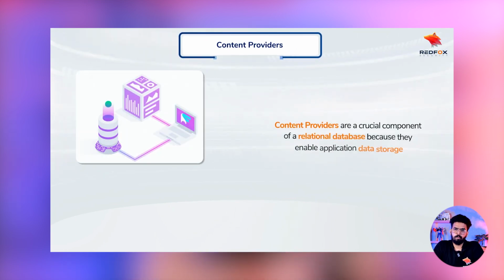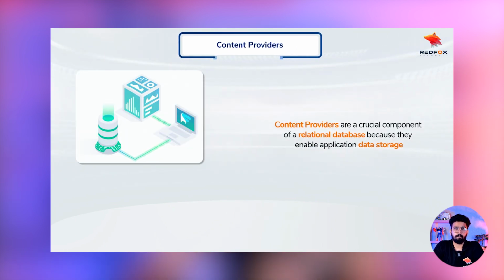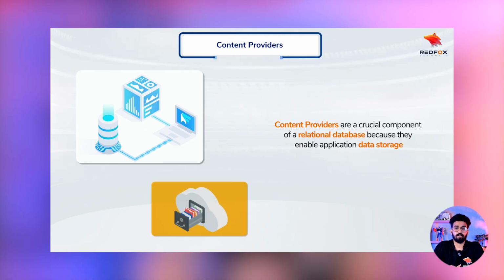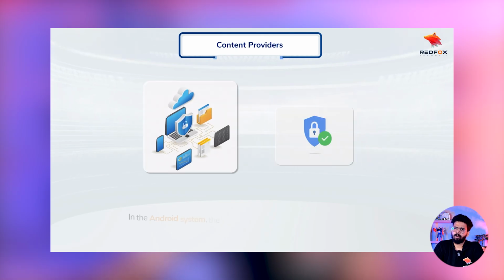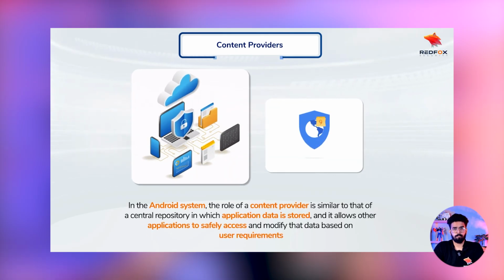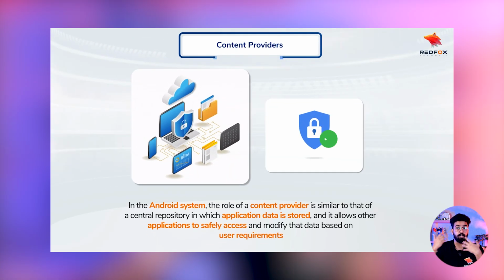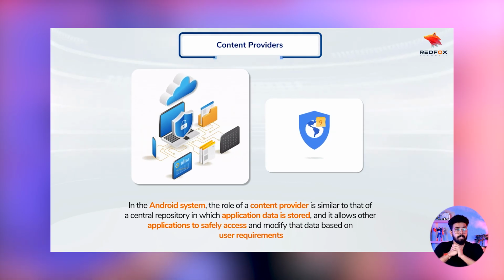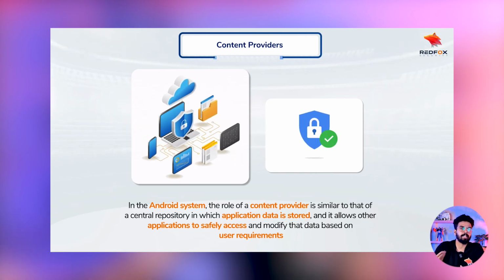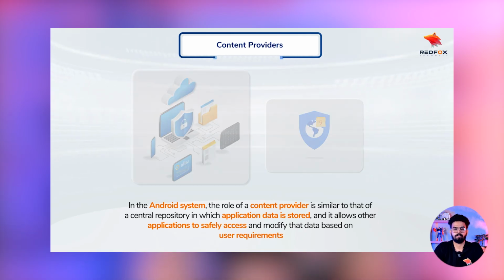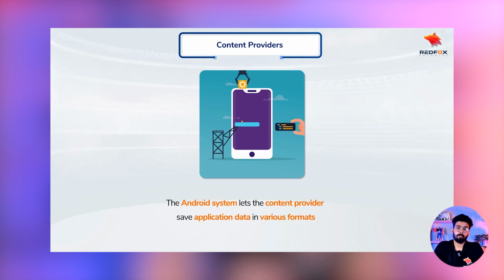The fourth component is content providers. Content providers are a crucial component because they enable application data storage. In the Android system, the role of a content provider is similar to that of a central repository in which the application data is stored, and it allows other applications to safely access and modify that data based on user requirements. The Android system lets the content provider save application data in various formats.